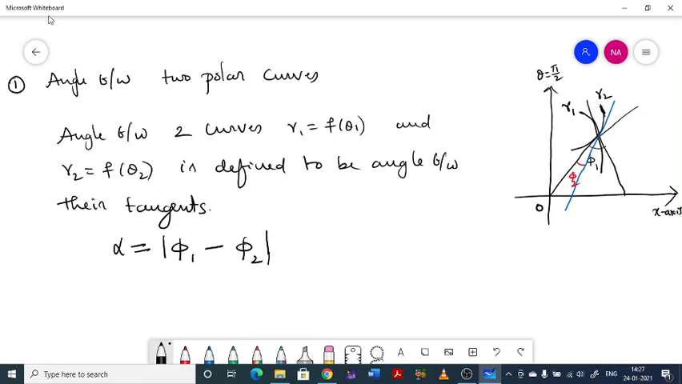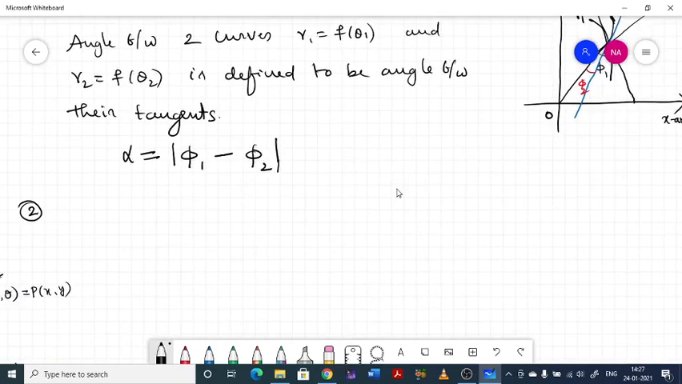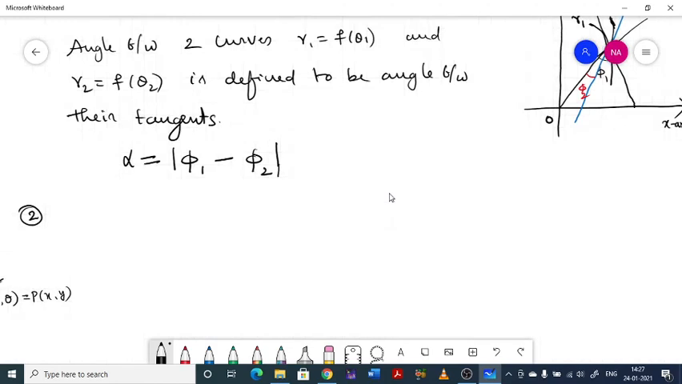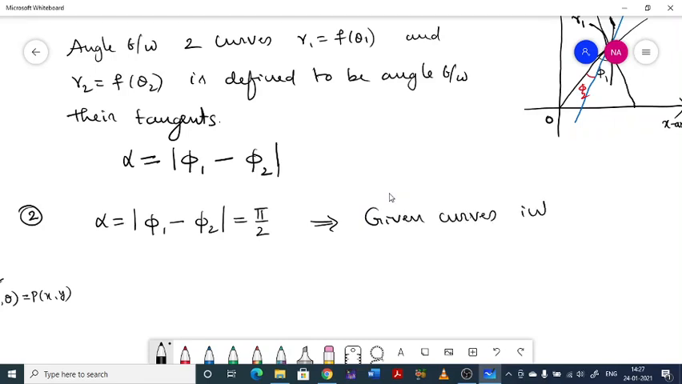Second important point is when these curves intersect orthogonally. We will be having two curves. Suppose their angle of intersection alpha equal to modulus of phi 1 minus phi 2 equal to pi by 2. Then the conclusion is that the given curves intersect orthogonally.